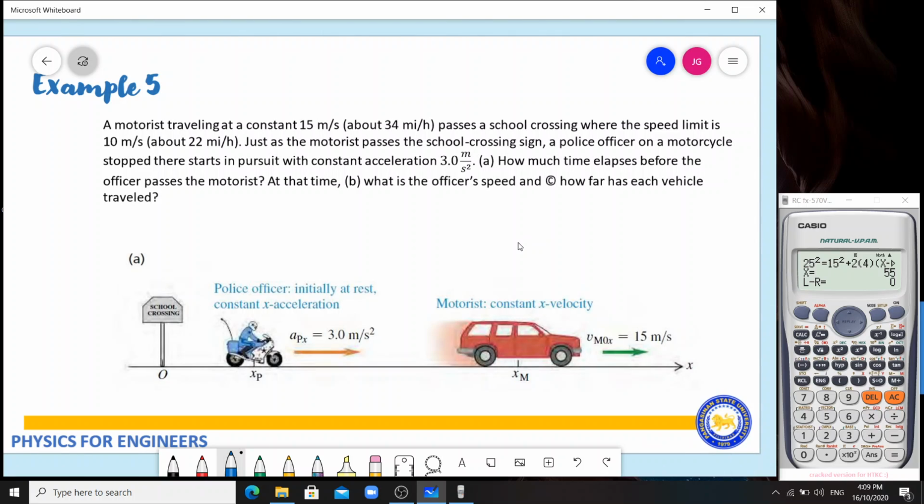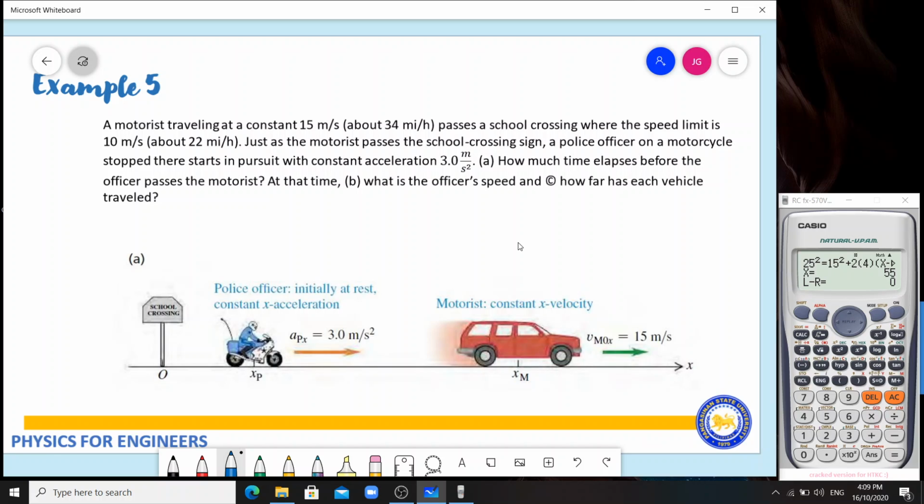A motorist traveling at constant 15 meters per second, about 34 miles per hour, passes a school crossing where the speed limit is 10 meters per second or about 22 miles per hour. Just as the motorist passes the school crossing sign, a police officer on a motorcycle, stopped there, starts in pursuit with constant acceleration, which is 3.0 meters per second squared.